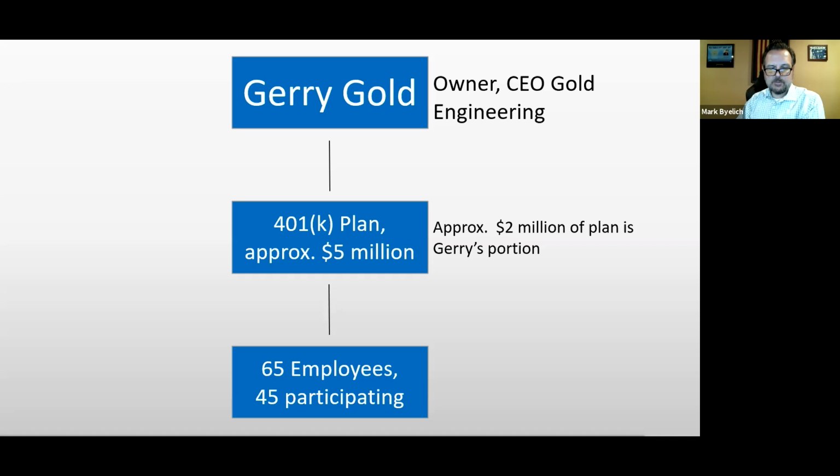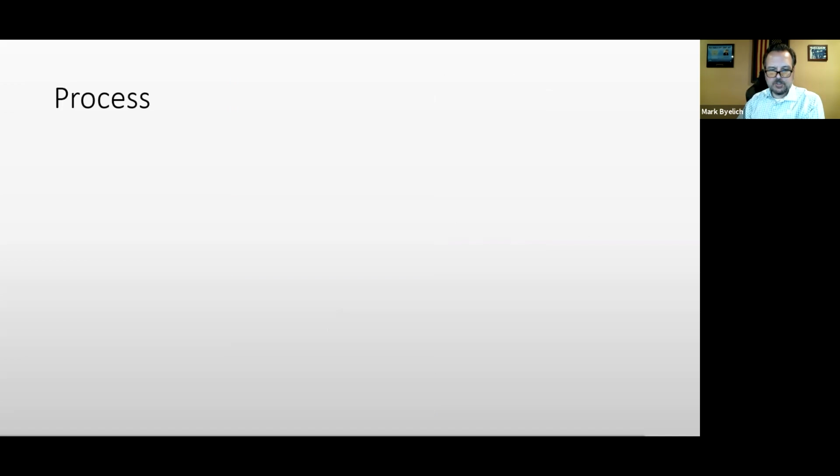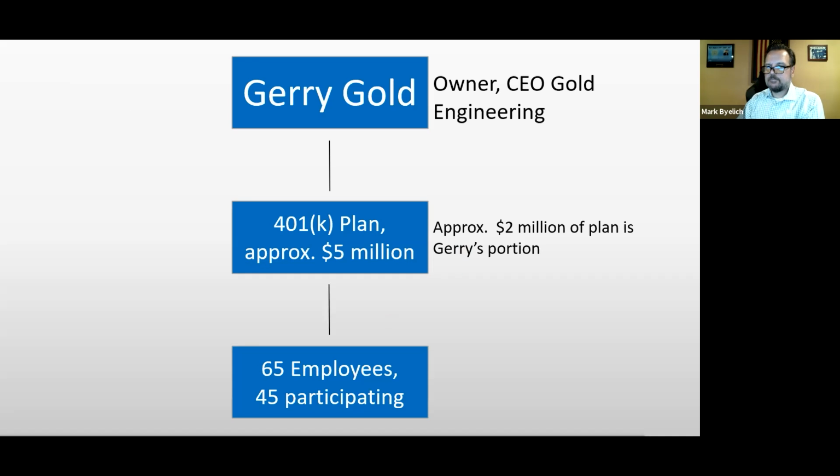They have 65 employees, 45 are participating. So what does that mean? They have 65 employees and 20 of them don't do anything in the 401k at all. 45 are participating on some level. And we know that includes Jerry because he has $2 million of his money in the plan.